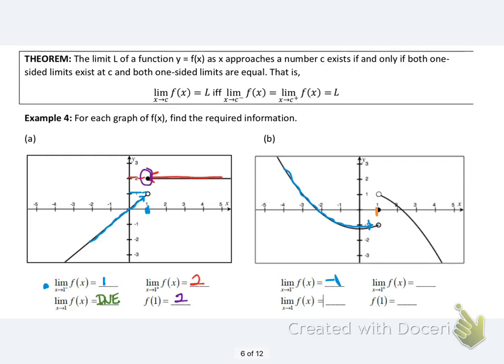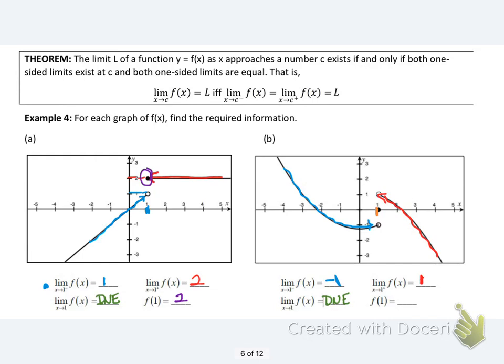From the right, here we go. Okay, that's at 1. Well, if one of them's -1 and one of them's +1, are they the same? No, does not exist. The overall limit does not exist.